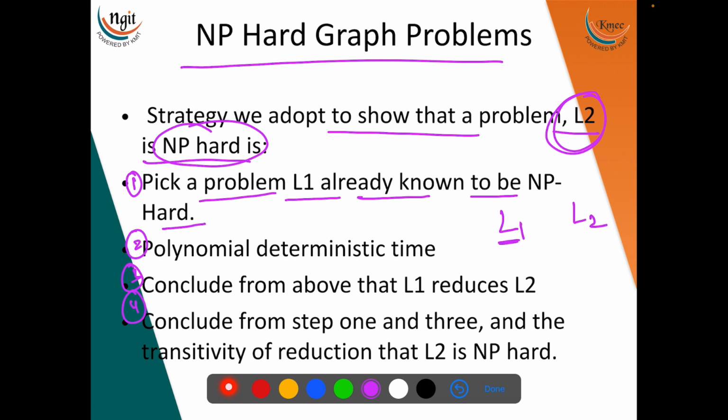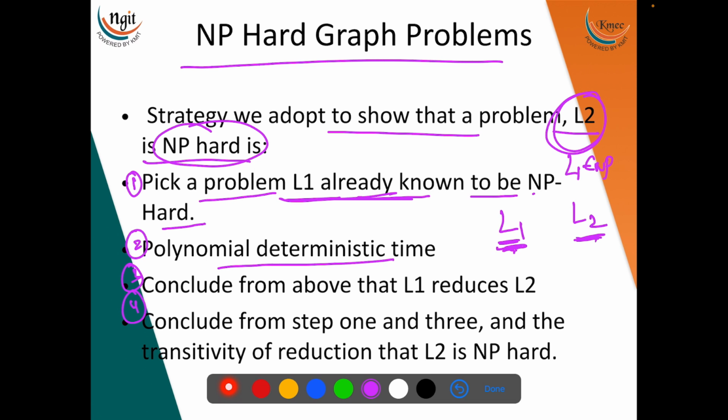So L1 belongs to the NP hard set. Now L2, I wanted to prove that it is NP hard. Then what I am doing is I am taking the L1 problem into consideration. Second is show how to obtain an instance of L2 from any instance of L1 such that from the solution of I we can determine the solution to the instance of L1. So that is what polynomial deterministic time.